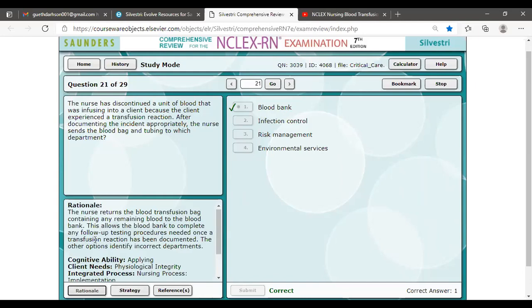What is the rationale? The nurse returns the blood transfusion bag containing any remaining blood to the blood bank. This allows the blood bank to complete any follow-up testing procedure needed when a transfusion reaction has been documented. That's it.